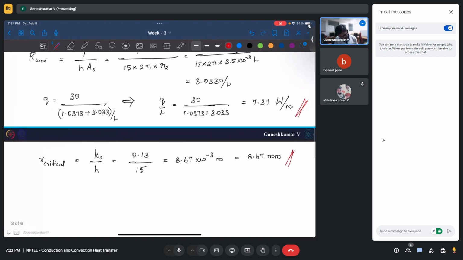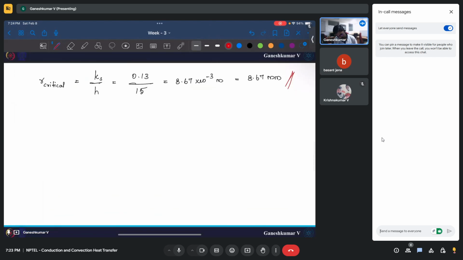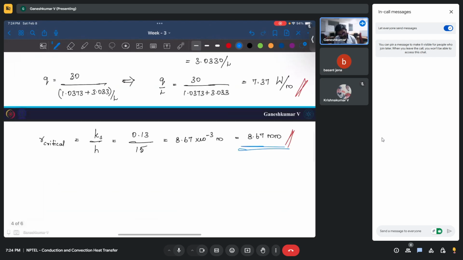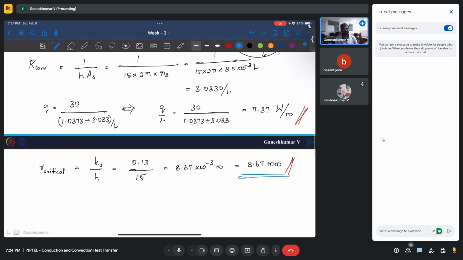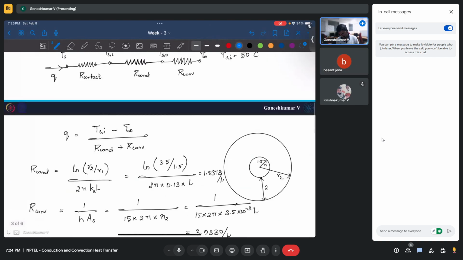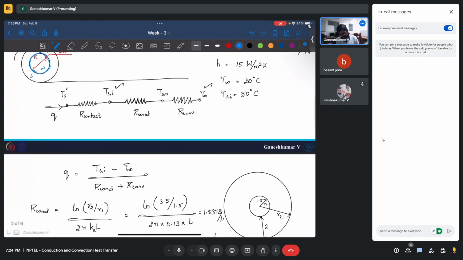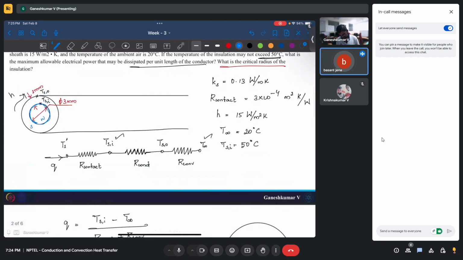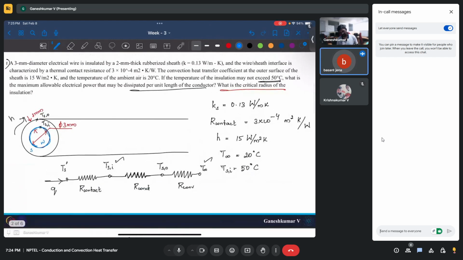So, when I say R critical is 8.67 millimeter, what does it really mean? Can I put thick insulation till 8.67 millimeter, or should I put less than that? Less. It should be less, sir. Okay. Why? Because if you go on increasing, the convective heat transfer will continue to increase, right?